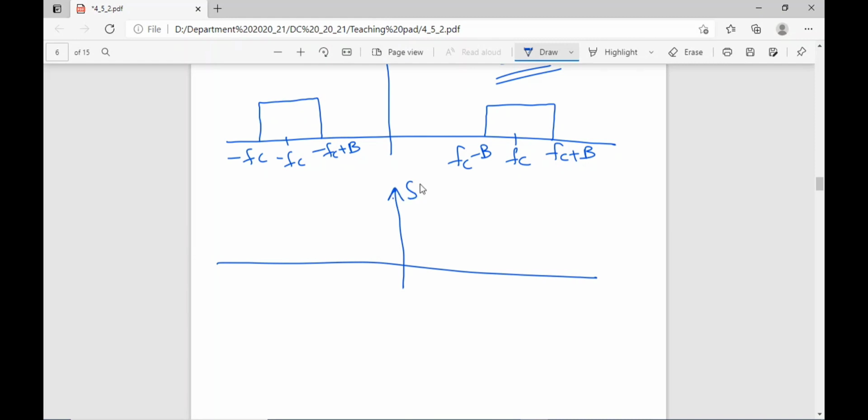In the same way, we know how the spectrum of S of f will be. S of t is a signal, S of f is the spectrum or Fourier transform. So it will be at plus FC, FC minus W, FC plus W, and towards the left side also you will have minus FC plus W, and minus FC minus W.